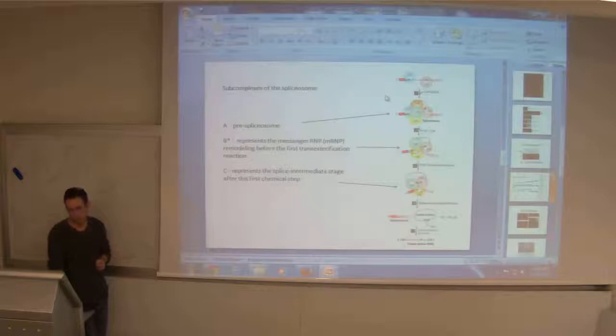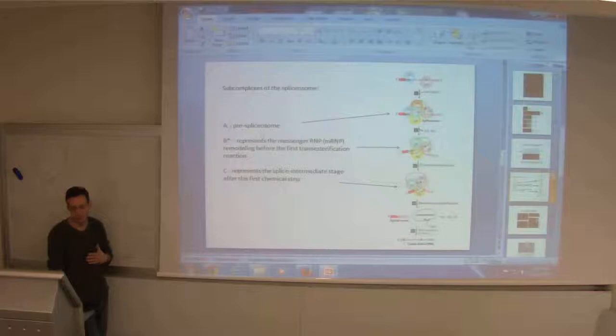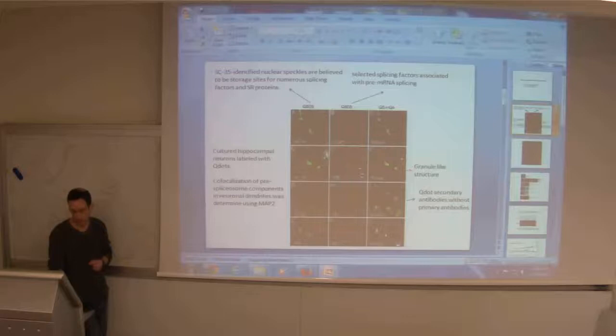So what they did in the paper is immunolabel against different factors of the spliceosome from different stages of the spliceosome, because after the spliceosome promotes the first transesterification reaction and so on, it is referred to as the A complex or the B star complex and so on. So they stained against several factors from this complex in cultured neurons, specifically a culture of hippocampal neurons. And again, more specifically with an antibody and a Q-dot, a sort of molecule that you can stain with.